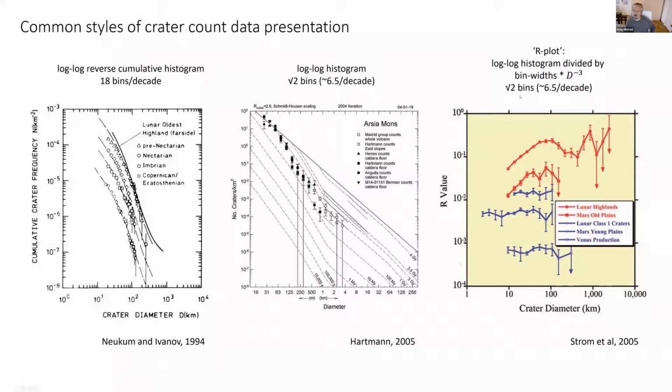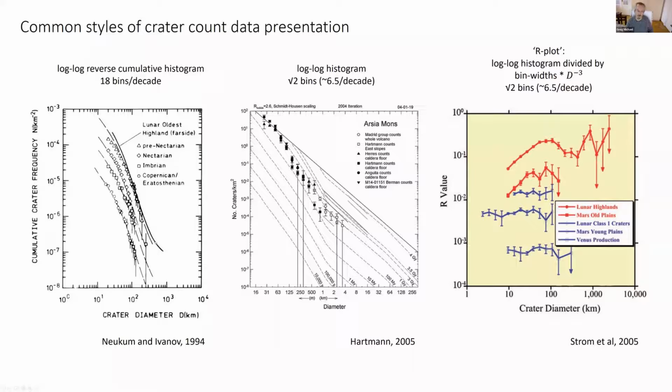And the one you see on the right is the one that is preferred by Bob Strom. This is probably the most complex to understand. It's called an R plot, a relative plot. And it's essentially the same thing as the Hartmann one, but with each data point divided by both the bin width and the diameter to the power of -3. And the idea behind this is that this essentially removes the average slope trend.